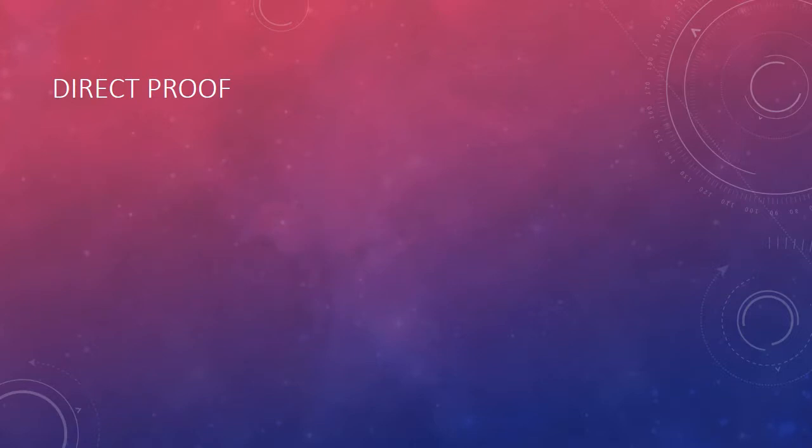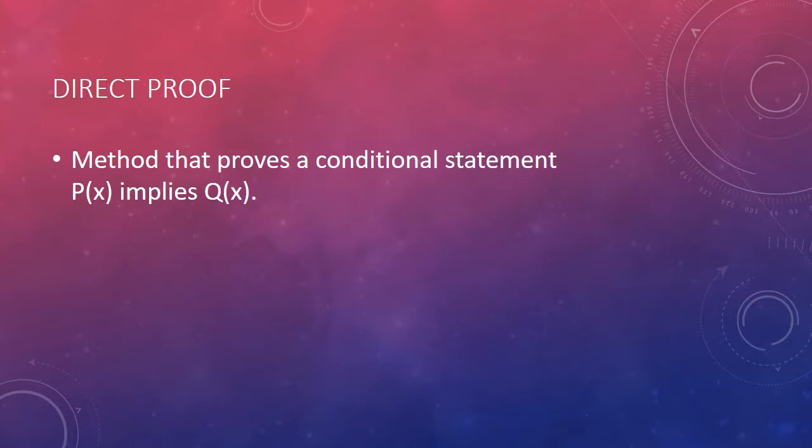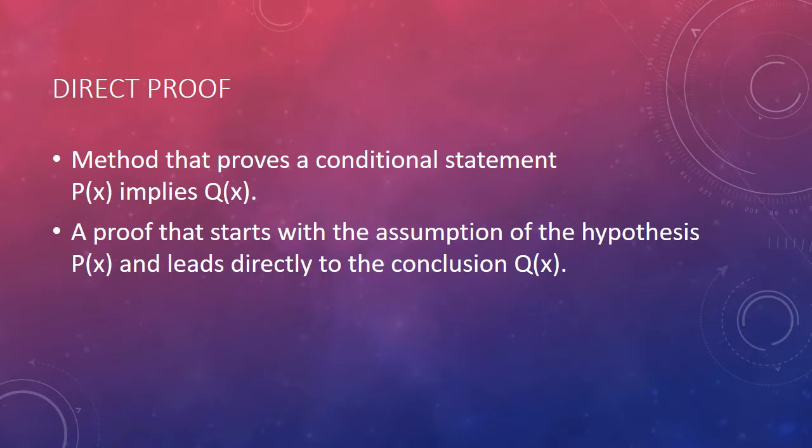So let's talk about several different types of proofs. The first one we want to talk about is the most simple one, and that's called a direct proof. A direct proof, as with all these other proof methods, is a method that proves a conditional statement of the form P of x implies Q of x. In a direct proof, the proof simply starts with the assumption P of x and leads directly to the conclusion Q of x. And you just basically connect the logical dots between those two statements.